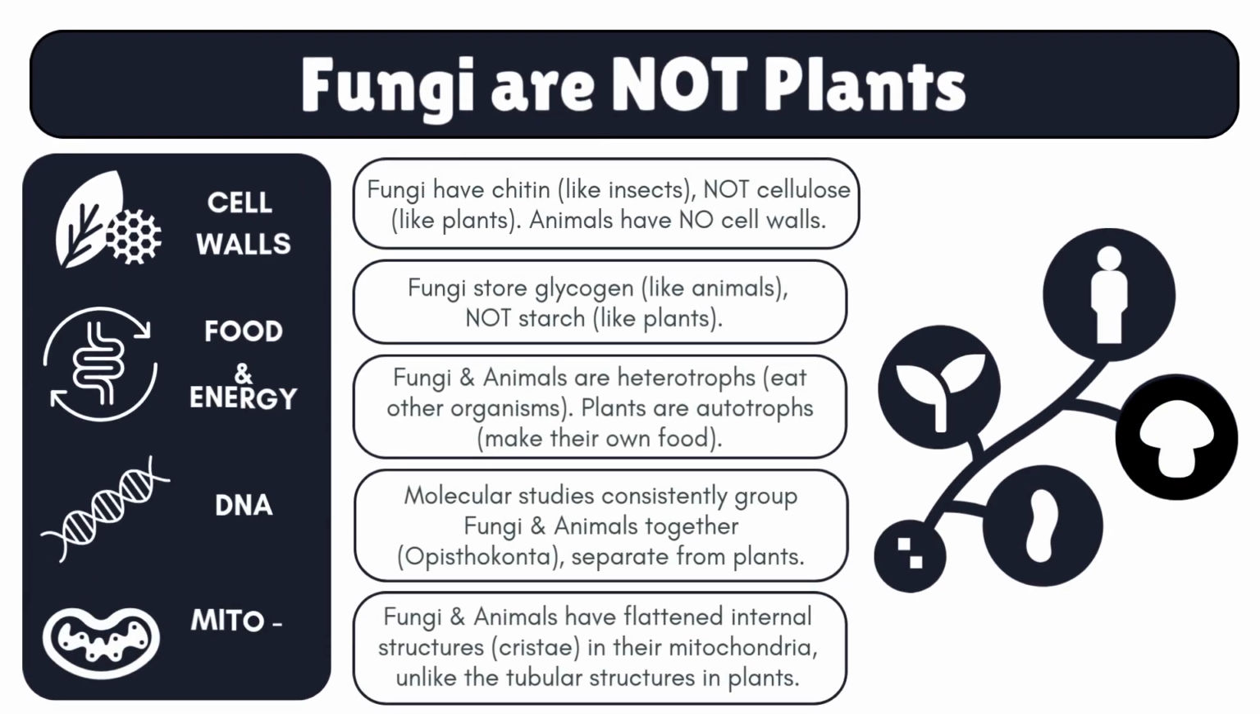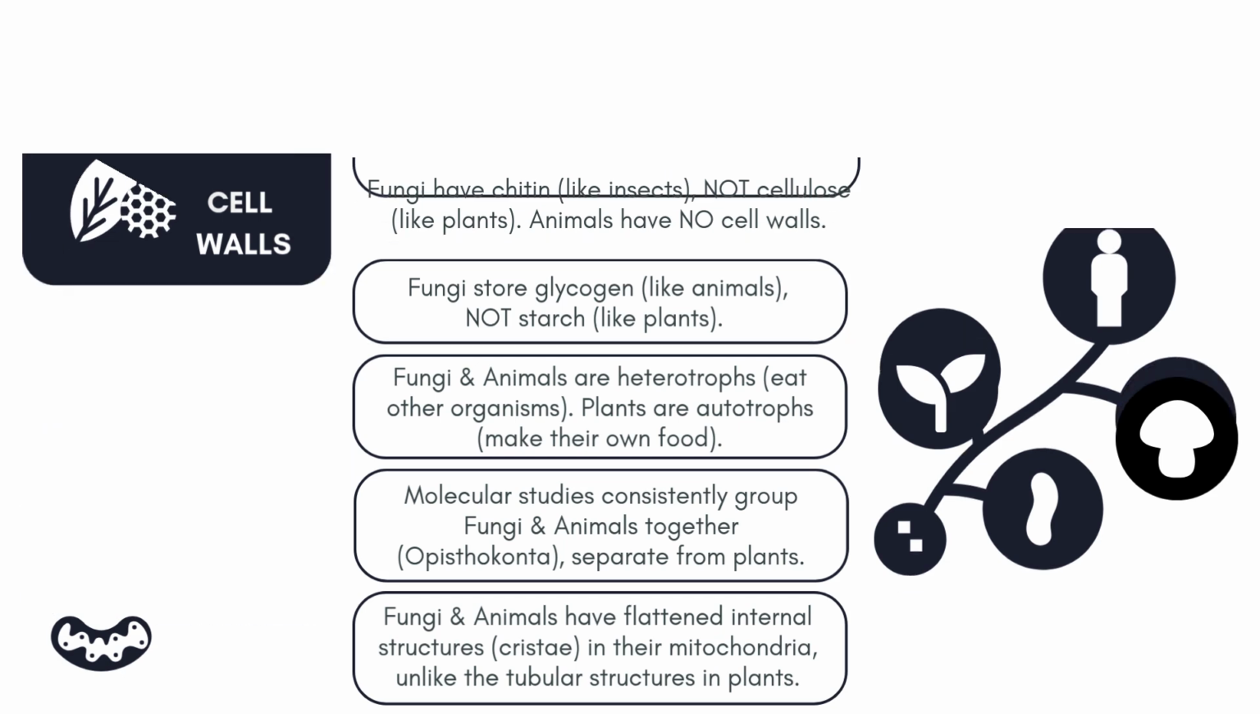Despite their appearance, fungi are not plants. Their cell walls contain chitin, not cellulose. They store glycogen like animals and are heterotrophs, meaning they consume other organisms. Molecular studies show fungi are more closely related to animals than plants, sharing similar mitochondrial structures and DNA traits.